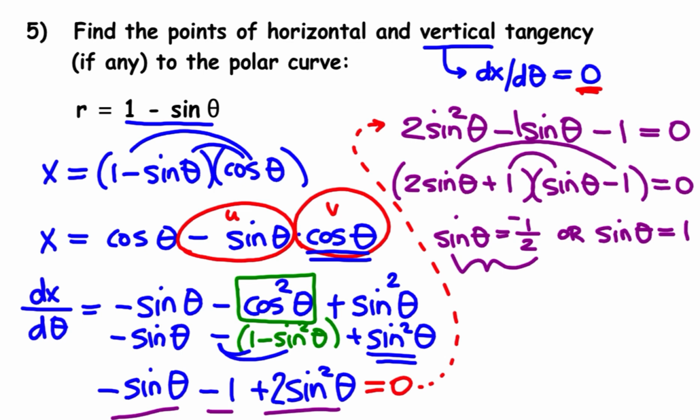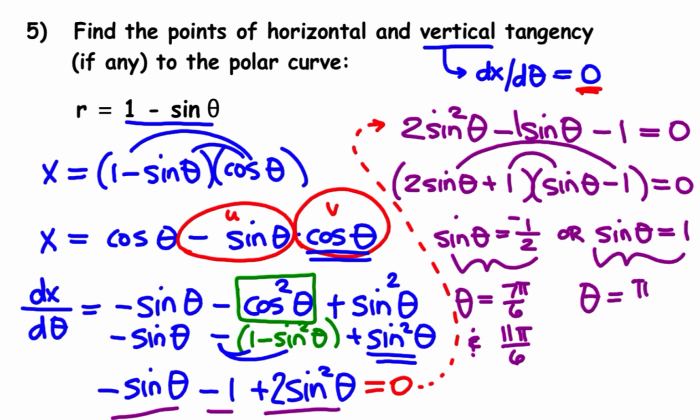Okay, where is sine of theta negative 1/2? Where does that occur at? Well, it occurs in quadrants 3 and 4. One place would be 7 pi over 6. And the other would be 11 pi over 6. That's the quadrant 4 location. Where is sine of theta 1? Well, sine is the y. The only place that's going to happen is pi over 2.